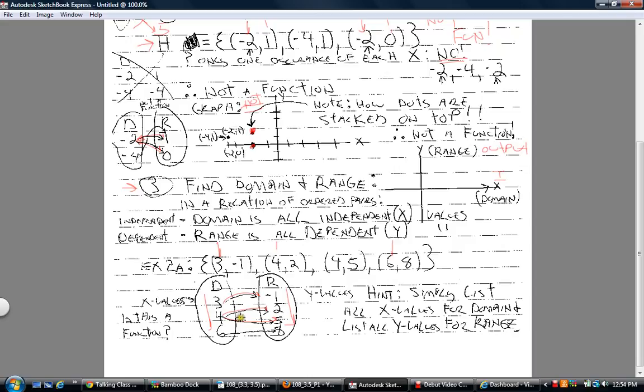Question: is this a function? And the answer is, hopefully you're saying no, because you've got two of the same x coordinates, or the domain, or the independent variables. Okay, so is this a function? We've already answered that. That's a big fat no. Hint: simply list all the x values of the domain, list all the y values.